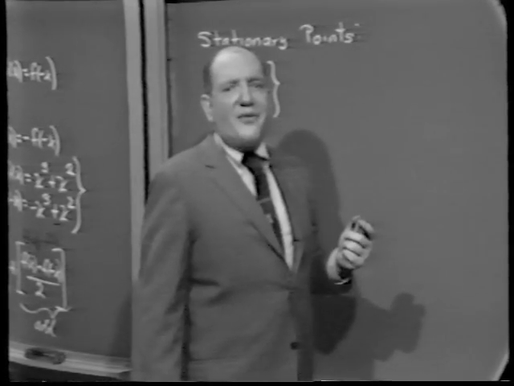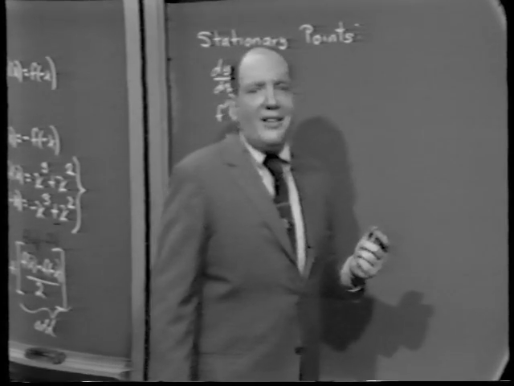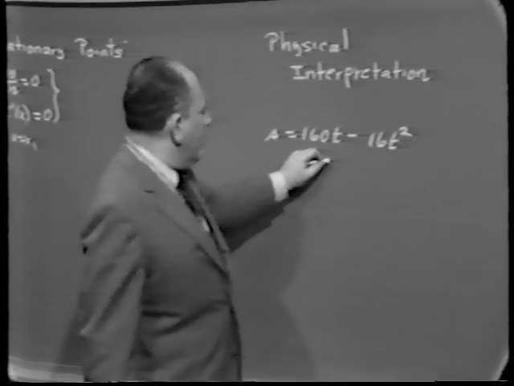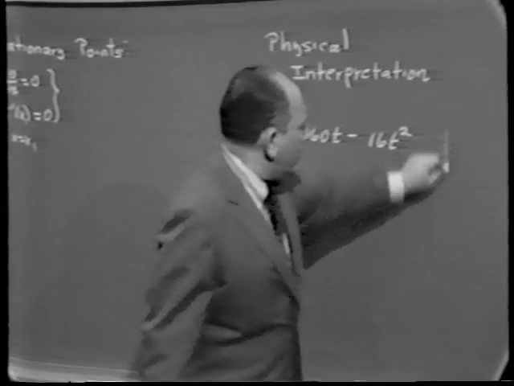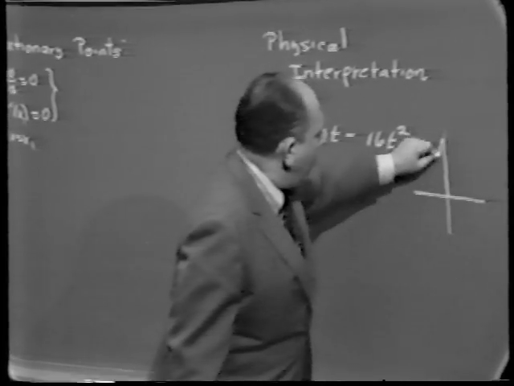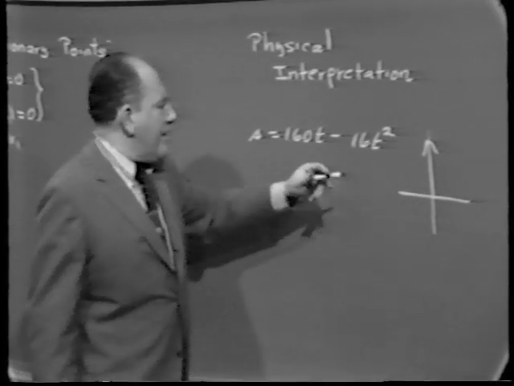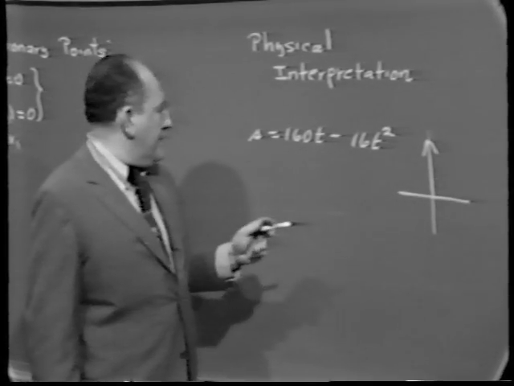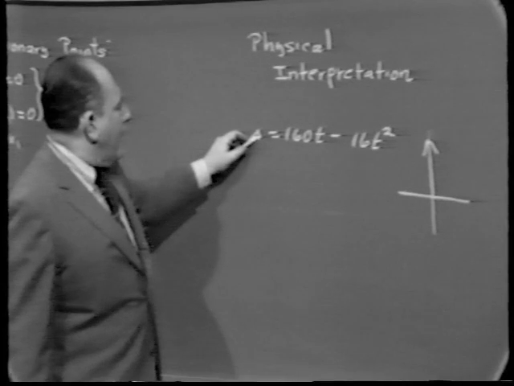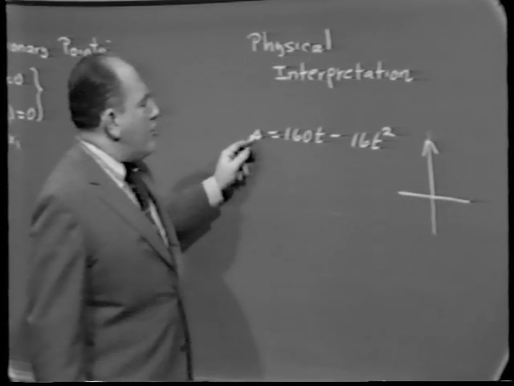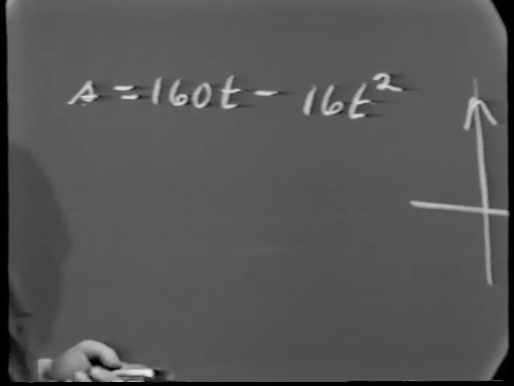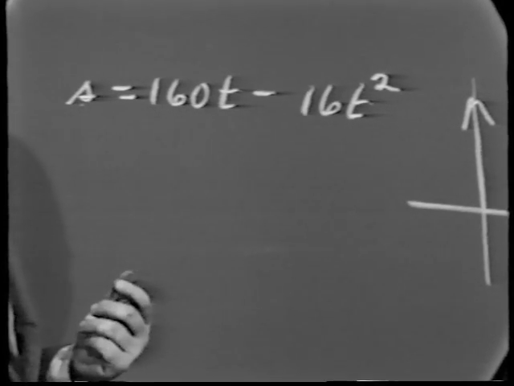We haven't used our freely falling body for quite a while. Let's go back to such an example. Suppose a particle is projected vertically upward in the absence of air resistance, etc., with an initial speed of 160 feet per second. It can then be shown that the height s to which the ball rises in feet at time t is given by 160t minus 16t squared.